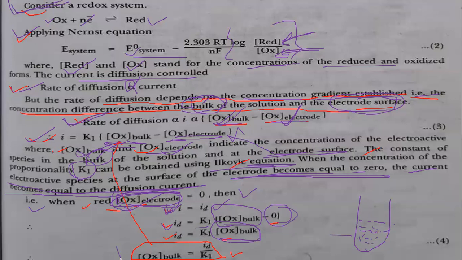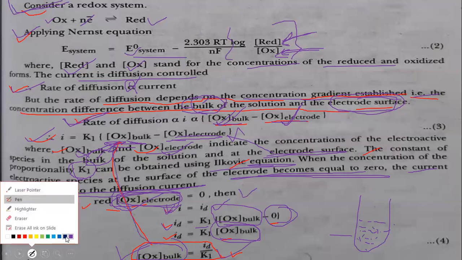Therefore, the concentration of electroactive species in the bulk is equal to ID upon K1. That we are going to put over here. Now see, this is what I am taking from.